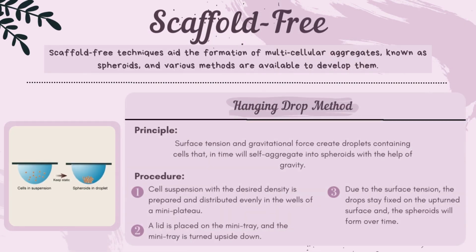Moving on, scaffold-free techniques aid the formation of multicellular aggregates known as spheroids, and various methods are available to develop them. The first one is the hanging drop method. In this method, surface tension and gravitational force are applied to create droplets containing cells that in time will self-aggregate into spheroids with the help of gravity. This method has about 3 steps.